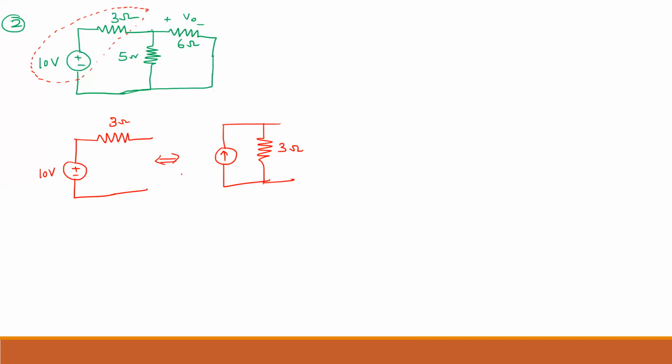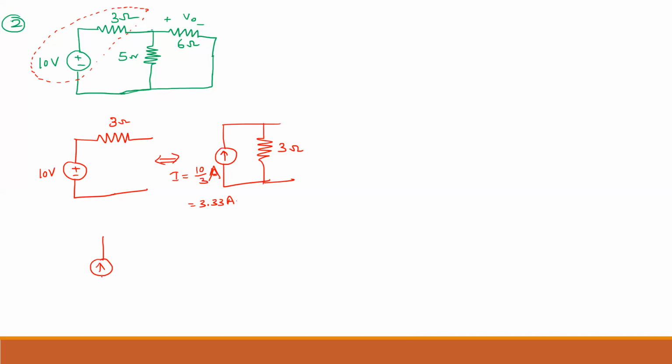Right. Now what is the current? Current I is equal to V by R, that is 10 by 3 amperes. What is 10 by 3? 3.33 amperes. That is the current. Now you substitute the same thing over there.